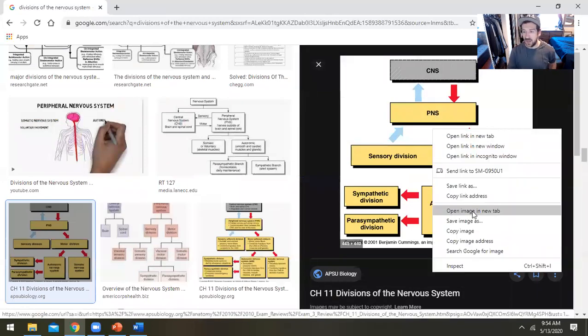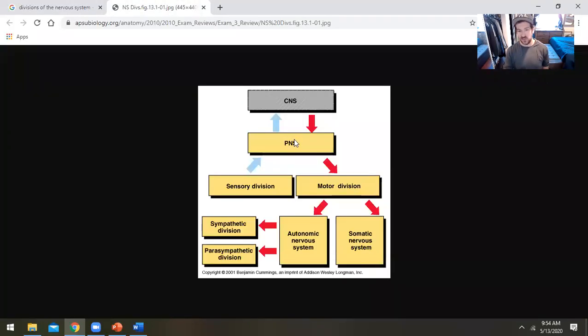Okay, so central is going to divide into... Oh, I did it again. Just don't pay attention to these divisions here. Just go straight down to two primary divisions. One is your somatic, that's your voluntary system, and the other is your autonomic, which is your involuntary system.